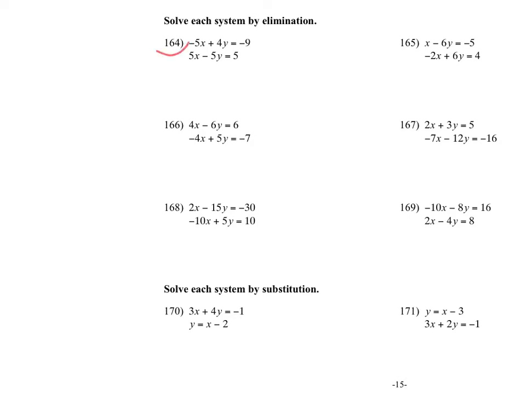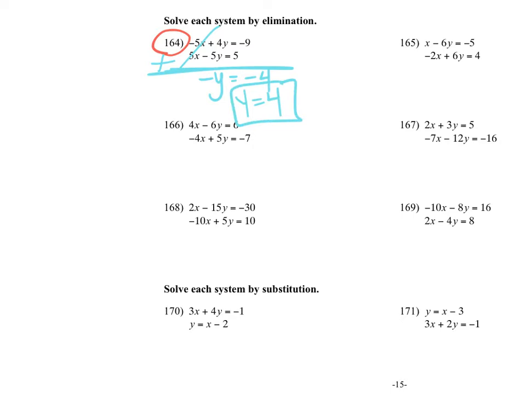let's do 164. So essentially you're going to be adding these two equations together. And I noticed that the first equation has a negative 5x and the second equation has a 5x. So when I add these, that actually cancels out. And positive 4y minus 5y is a negative y. And then negative 9 plus 5 is a negative 4. Well, if negative y equals negative 4, then positive y equals 4. So this is one answer.